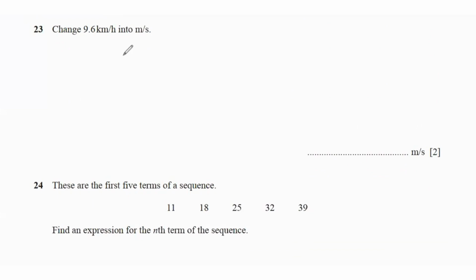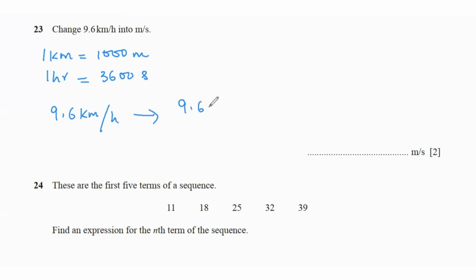Next question says, change 9.6 kilometers per hour to meter per second. So we know 1 kilometer is equal to 1,000 meters, and 1 hour is 3,600 seconds. So to change 9.6 kilometers per hour to meter per second, we will multiply 9.6 by 1,000 and divide it by 3,600. Which is basically going to equal 2.67 meter per second. That is your answer.